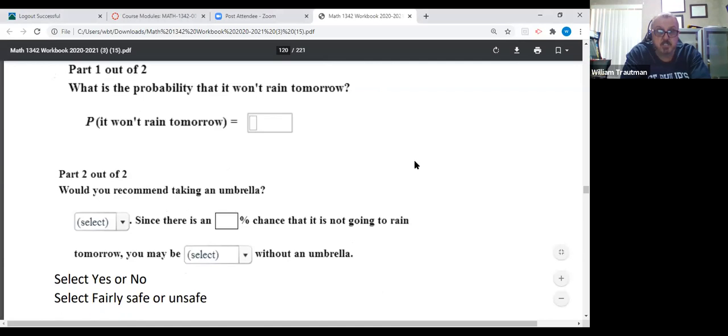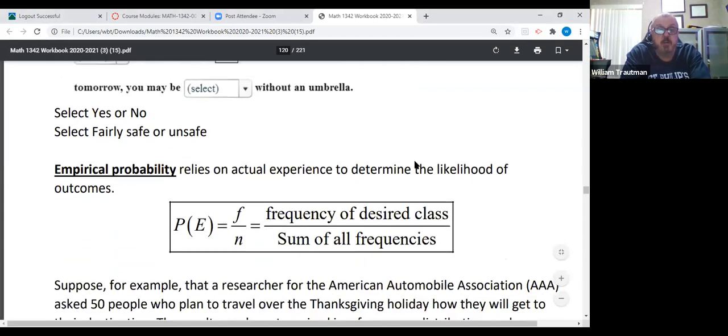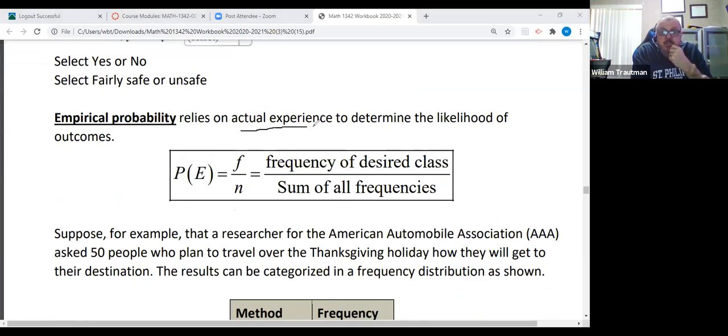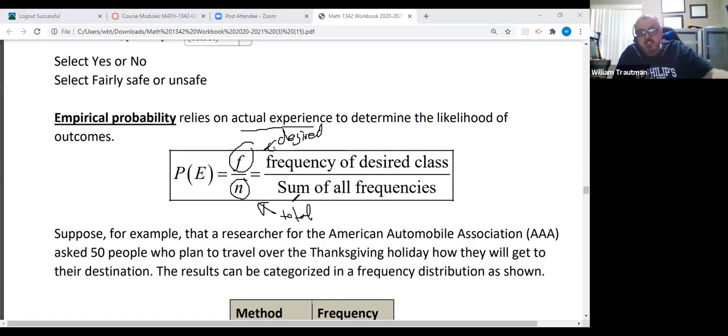Let's move on. Empirical probability relies on actual experience to determine the likelihood of an outcome. Once again, it's the same formula: desired divided by the total. Total means to sum it up, add it all up. So the probability of an event happening is the desired divided by the total.